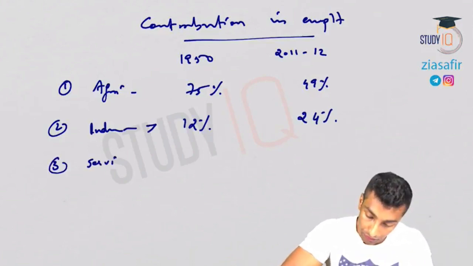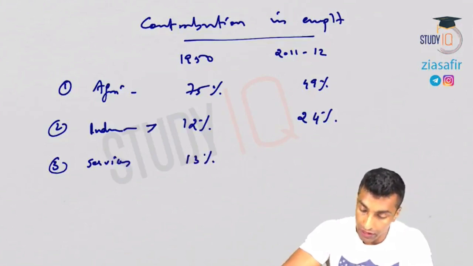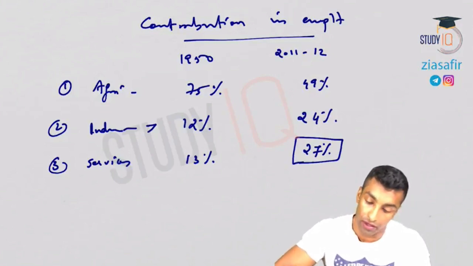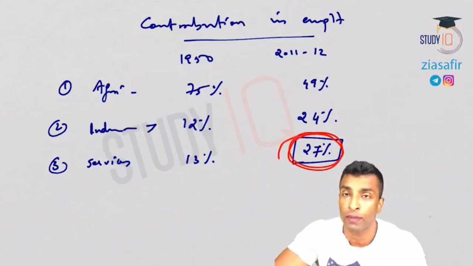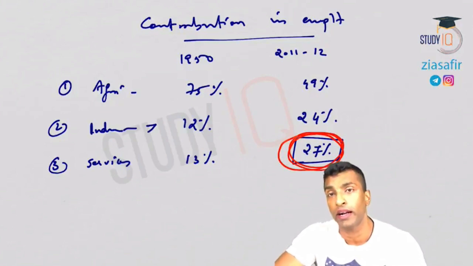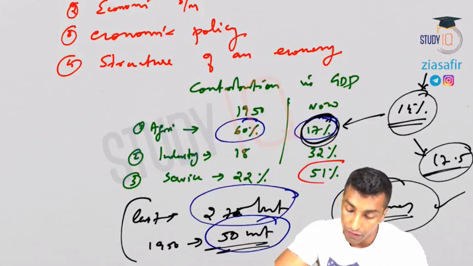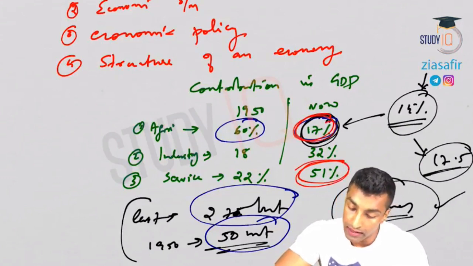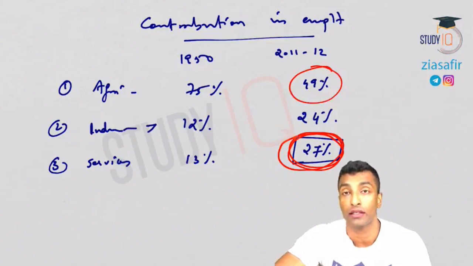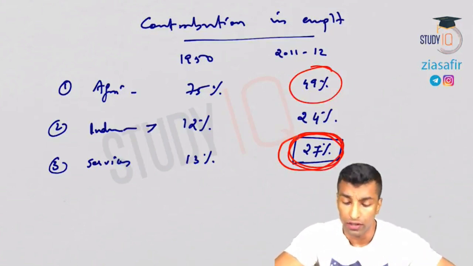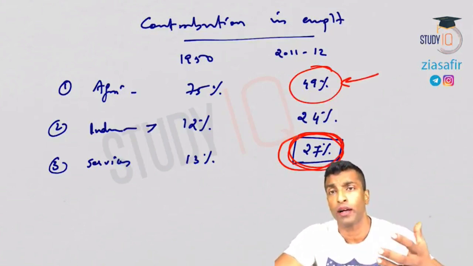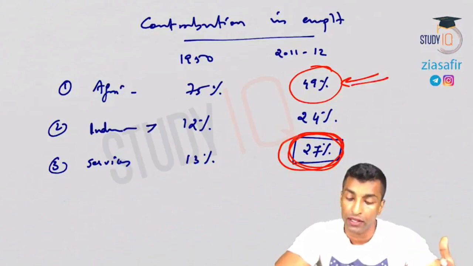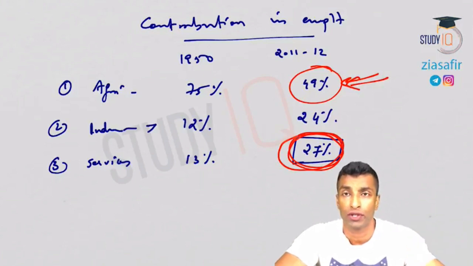Third one, services, 13%, now it is 27%. You see here, this is very important. 27% are employed or accommodated in services, but 51% is the production. Similarly, 17% is the output, but 49% is accommodated. So this is disguised unemployment. More people are employed. Okay, 49% employed means at least 49% production should be there.